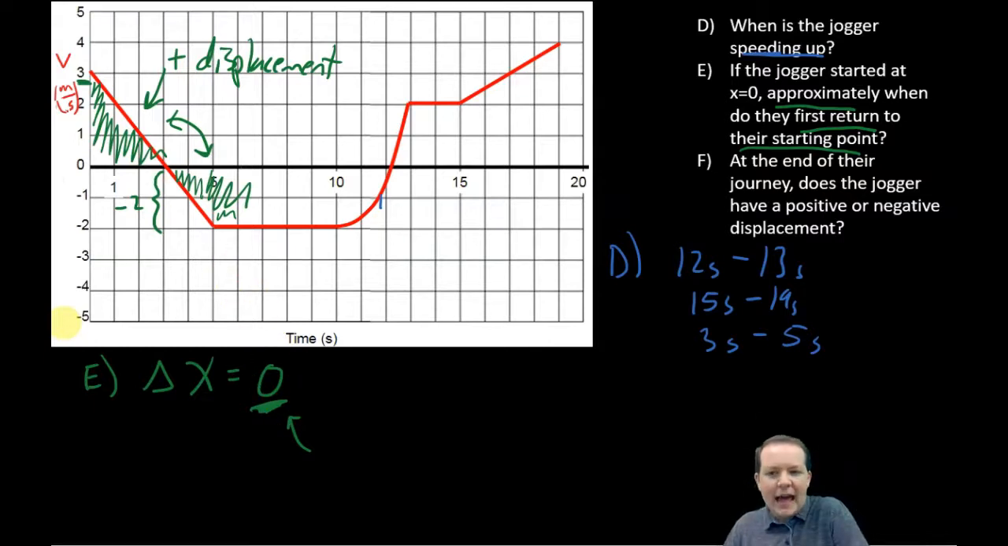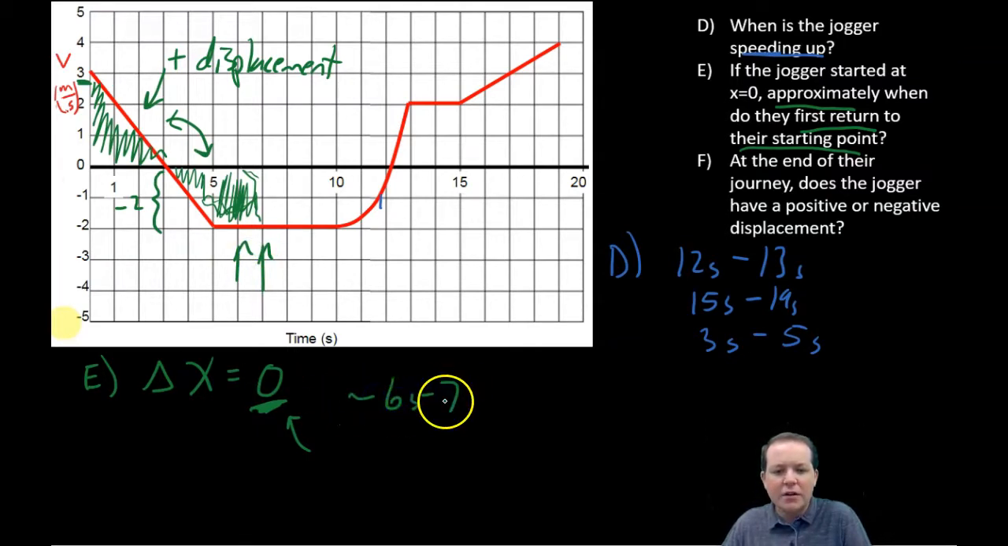So when is that happening approximately? Well, I don't know. I have like this triangle right here. Maybe I approximately have that same opposite displacement, maybe like around here. I'm just kind of eyeballing it. So maybe around 6 or 7 seconds. That's what I'm going to say, around 6 or 7 seconds. That's when approximately this positive area is evening out with this negative area.